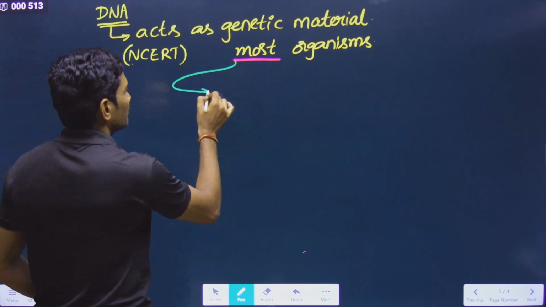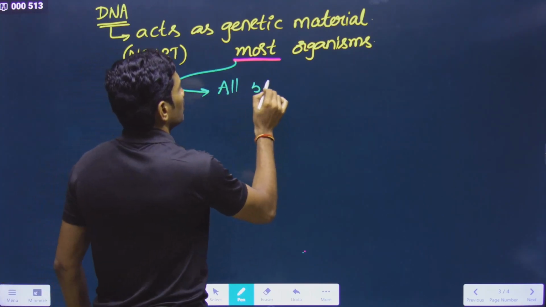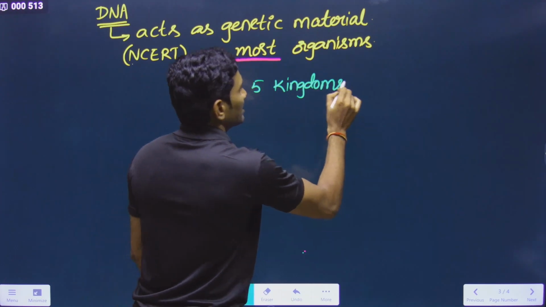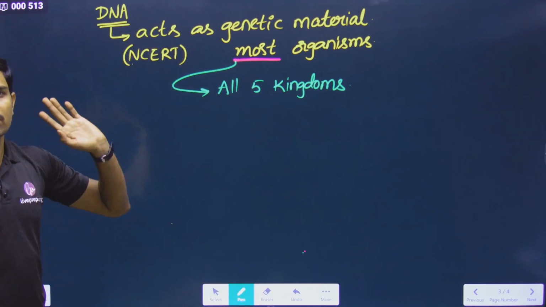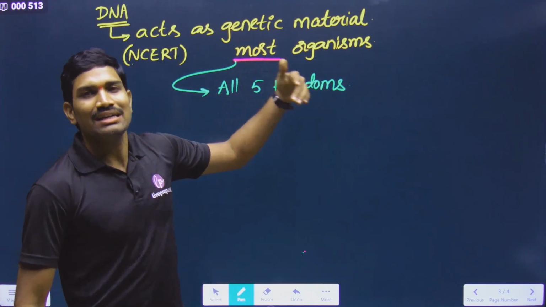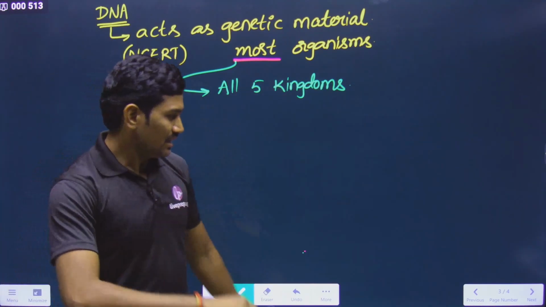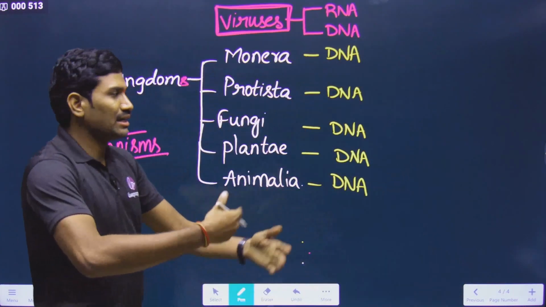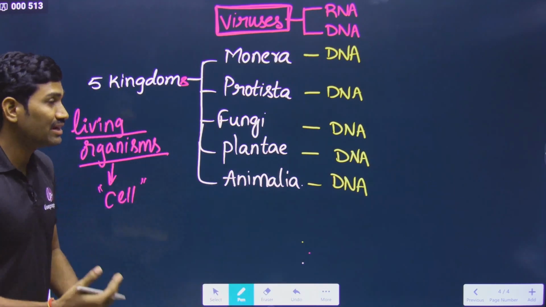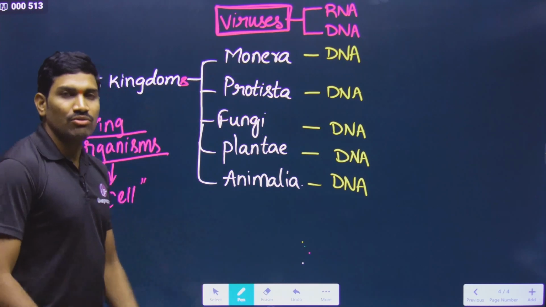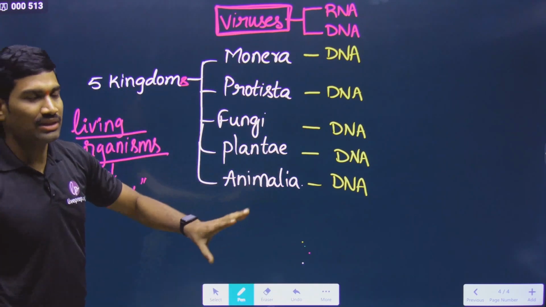Under this, what will come? All 5 kingdoms will come. All the 5 kingdoms will come under this particular group. So for all the 5 kingdoms, DNA is the genetic material. Clear? Like this also you can write, or now I will try to analyze this information in a different way. Try to observe this very carefully so that when you are going for solving MCQs, it will become very easy.